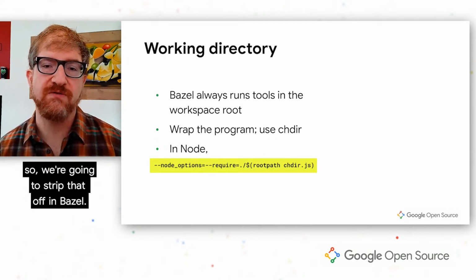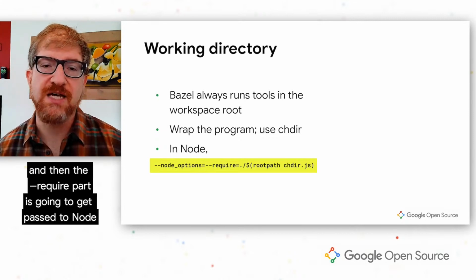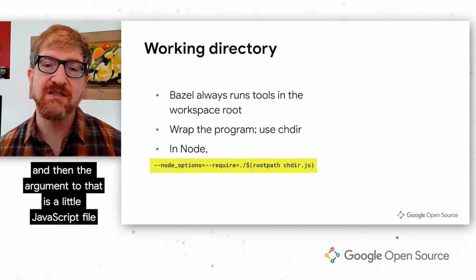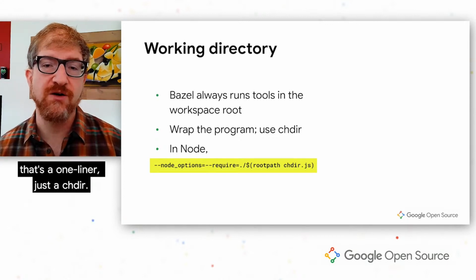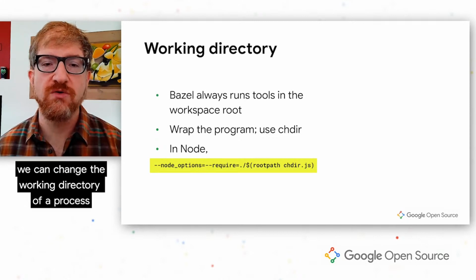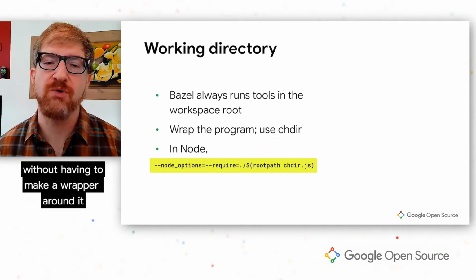So we're going to strip that off in Bazel. And then the --require part is going to get passed to Node. And then the argument to that is a little JavaScript file that's a one-liner that just does a chdir. And so this is a cute way that we can change the working directory of a process without having to make a wrapper around it.